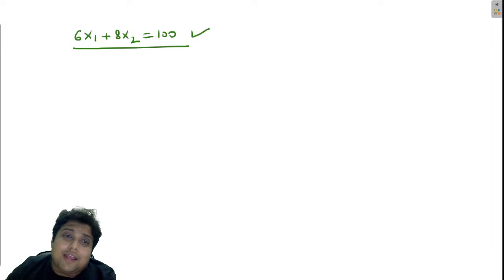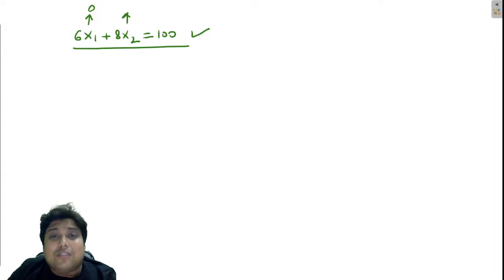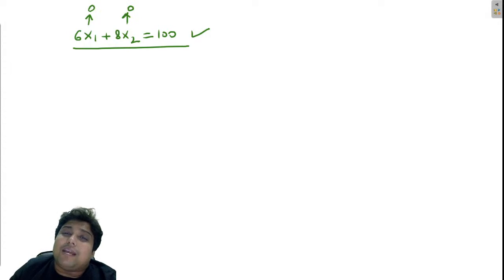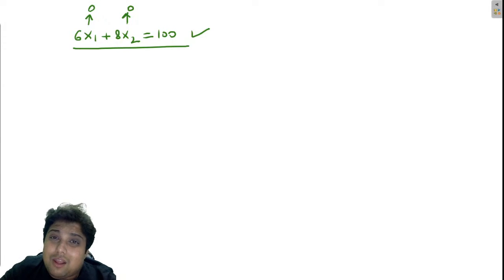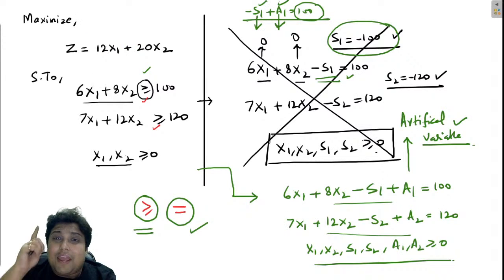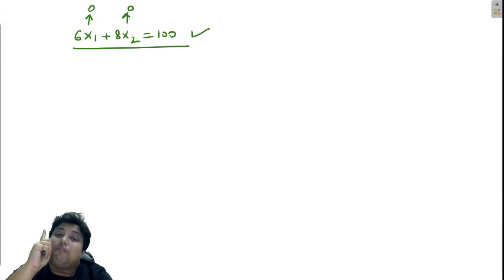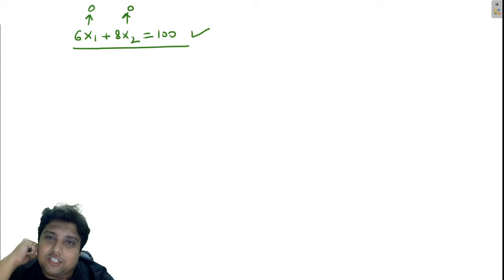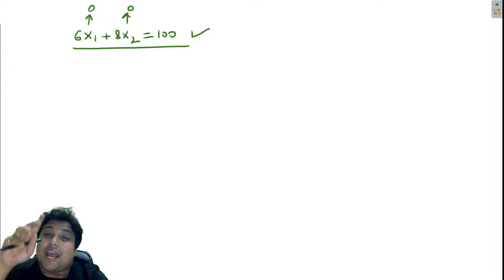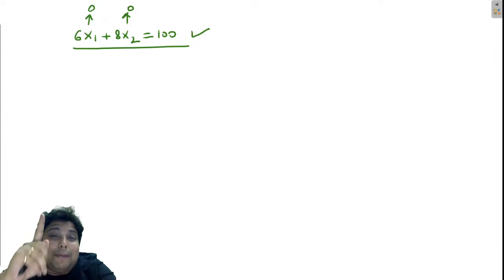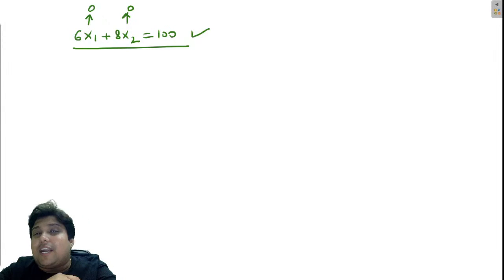Why? Because remember, for the first iteration, the values of x1 and x2 will be 0 because they cannot be considered as basis variables in the first iteration. And the other condition is that from every constraint out there, there has to be at least one basis variable for the first iteration.